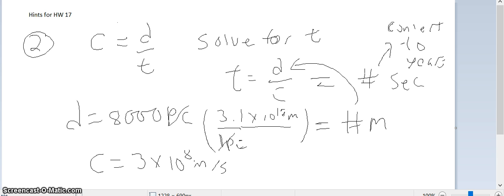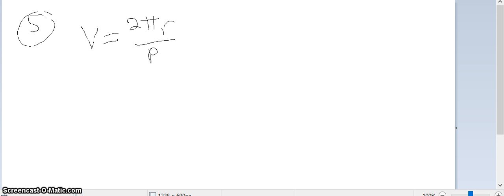Well, that'll answer the problem. All right, let's do number 5. All right, so here's the beginning of doing problem number 5. This equation, the velocity is equal to distance divided by time. I mean, this is the exact same thing, right? However, this is for something that's moving in a circle. All right, so let me explain what I'm talking about here.